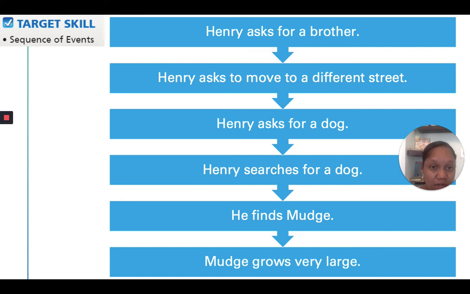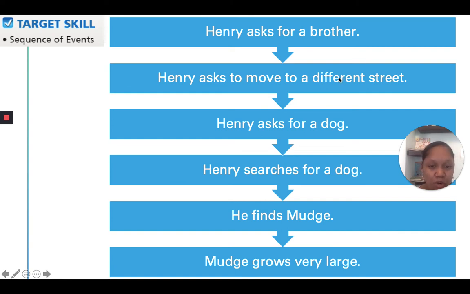Okay, take a look at the chart. Tell me what happened before Henry asks for a dog. So if I come over here, this is where Henry asked for a dog. What happened before means I have to go earlier, or I have to go back, I have to go up. Henry asks to move to a different street, but remember his parents said sorry. So that's what happened before that.